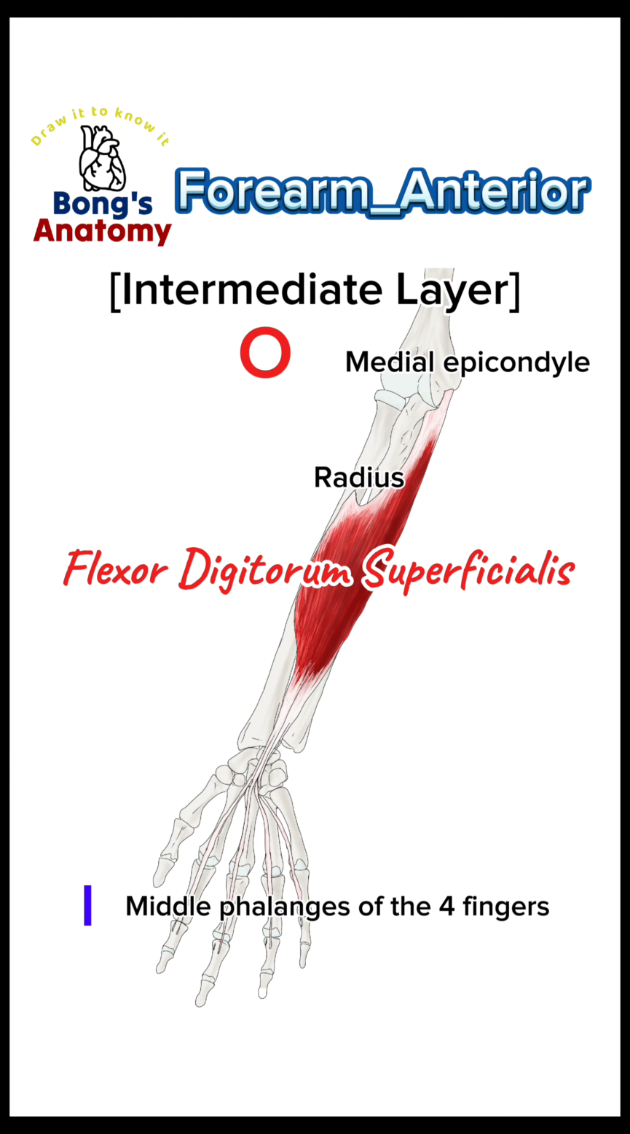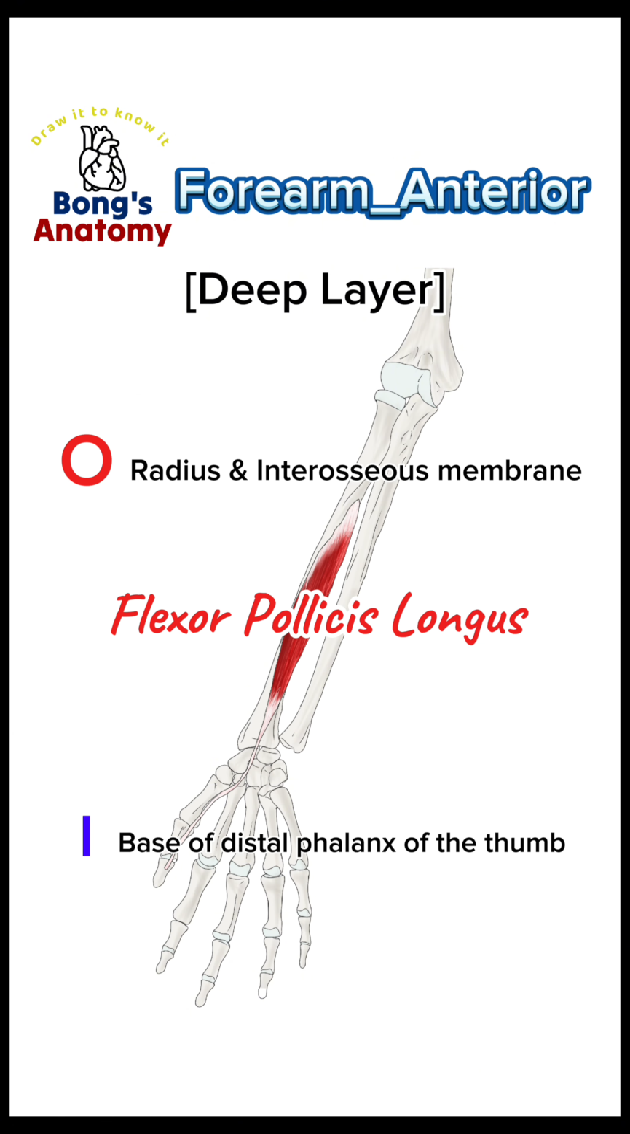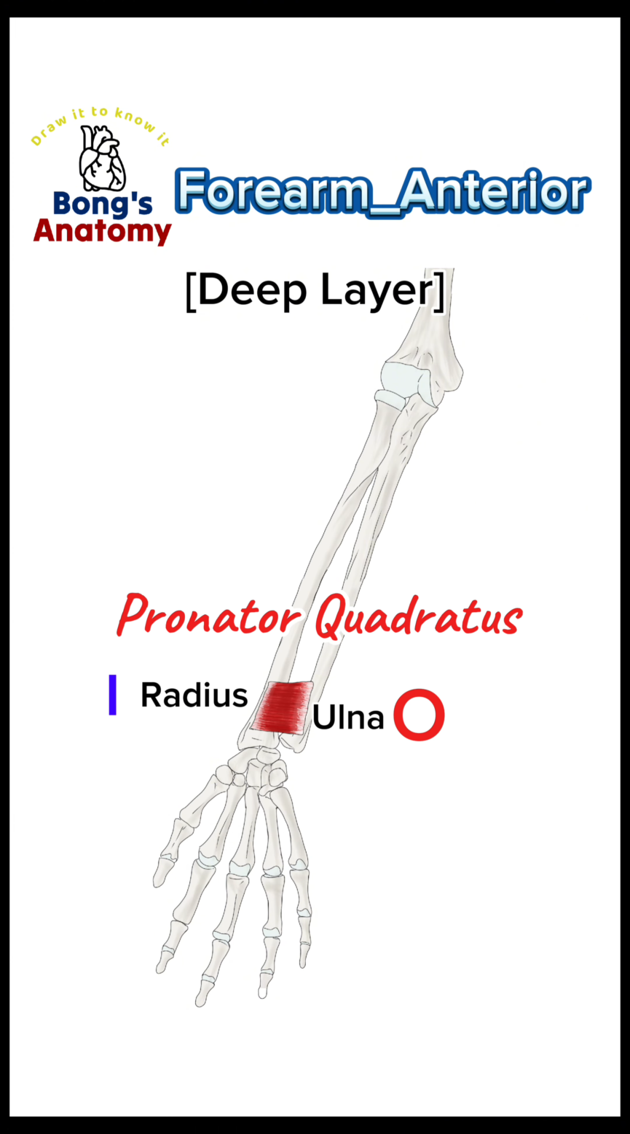Flexor digitorum superficialis does belong to the intermediate group, and it inserts into the middle phalanges, so it can't control the distal interphalangeal joint. Deeply, we have flexor digitorum profundus, and it can control the distal interphalangeal joint. Flexor pollicis longus bends the thumb. Lastly, we have the square-shaped pronator quadratus.